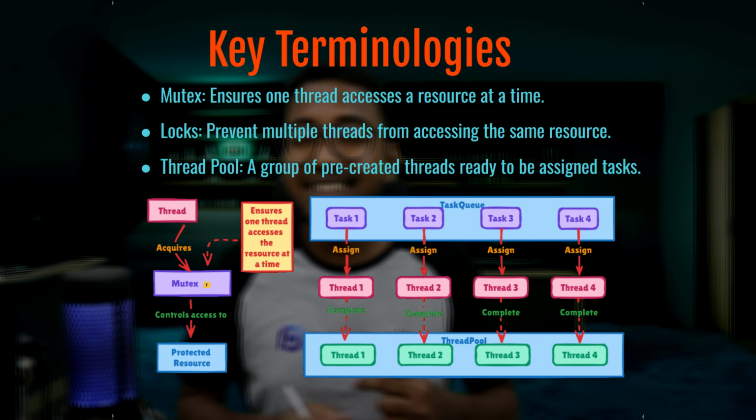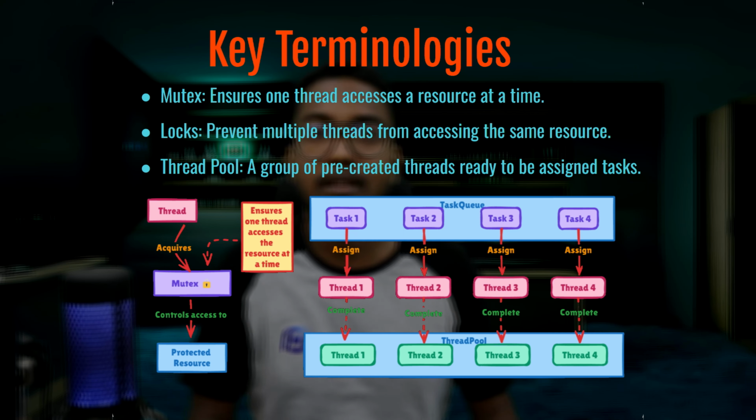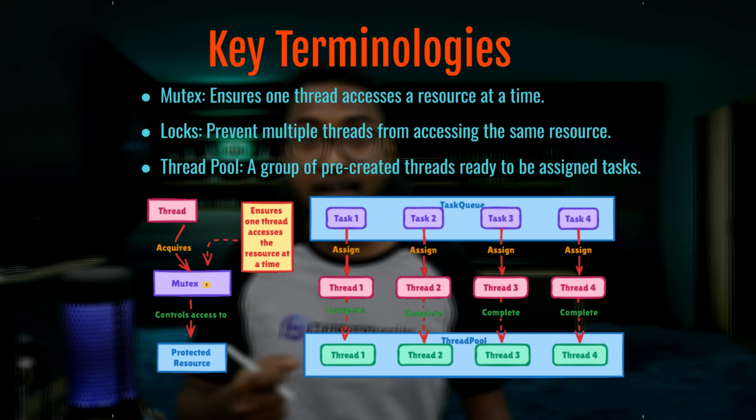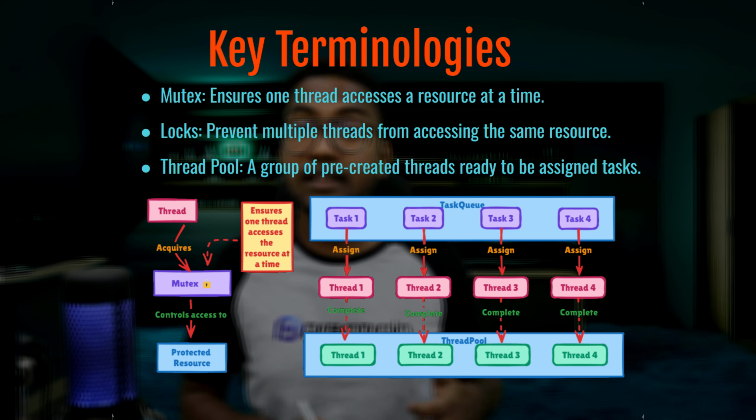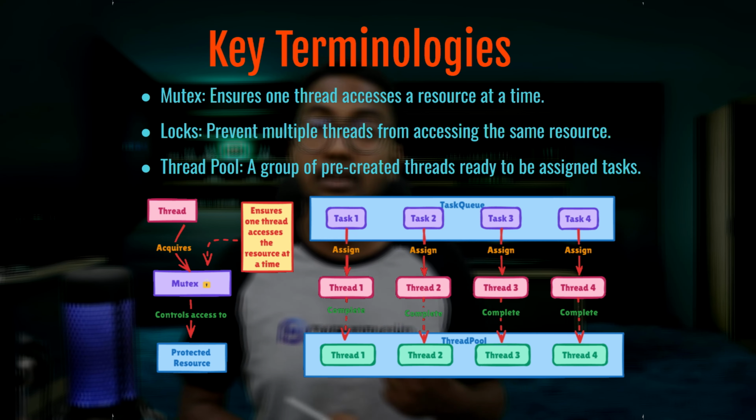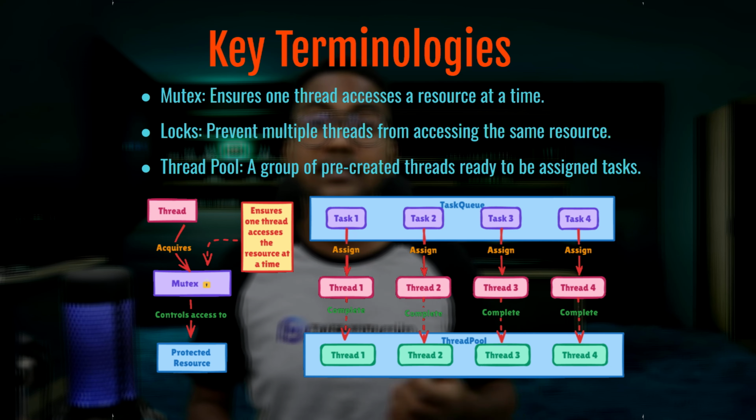However, locks can be a bit more flexible. Think of a lock as a door to the fridge in our kitchen, right? So only one safe can open the fridge at a time. But once the safe is done, the lock is released and another safe can access it. Similarly, in programming, locks ensure that while one thread is working with a resource, other threads are blocked from accessing it until the lock is released.